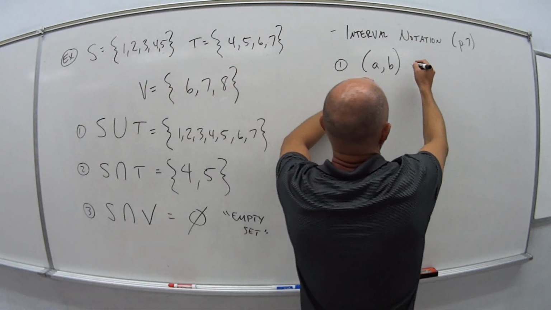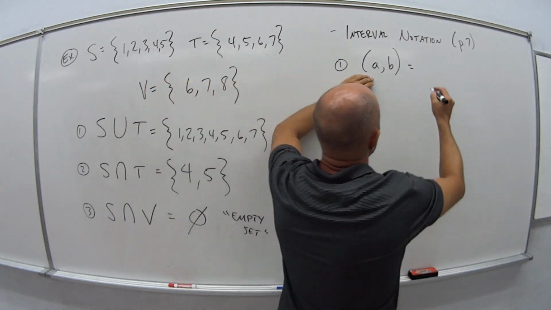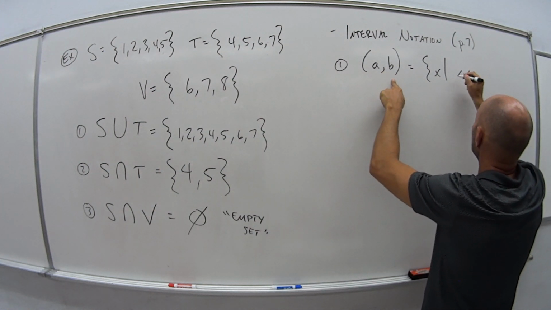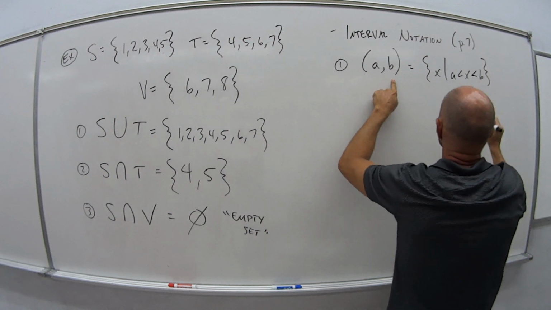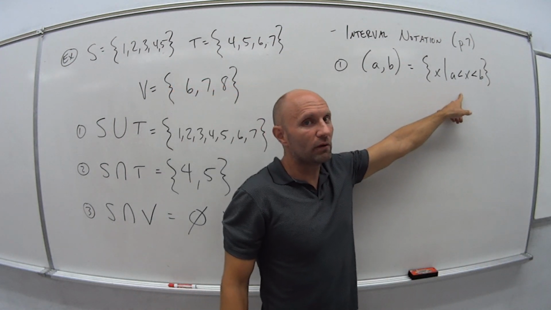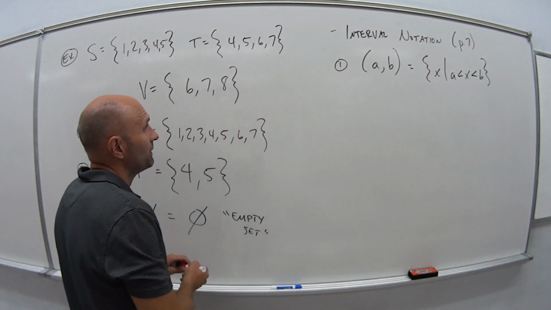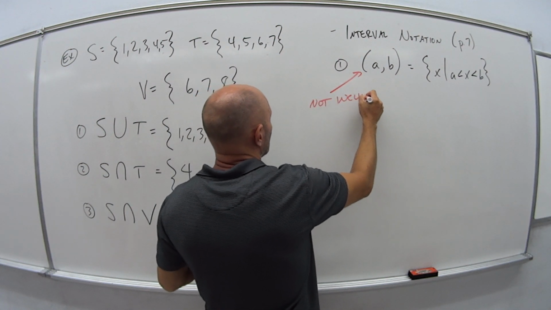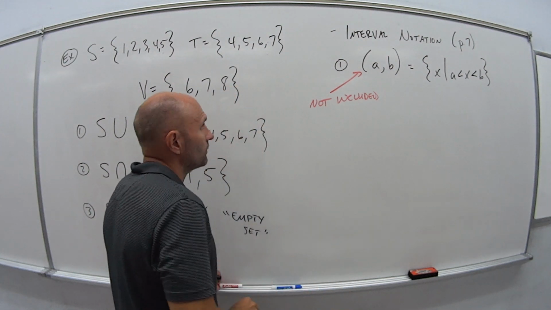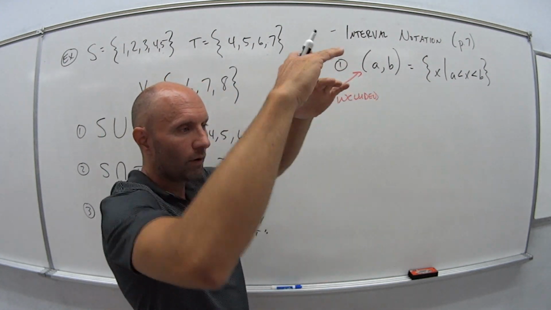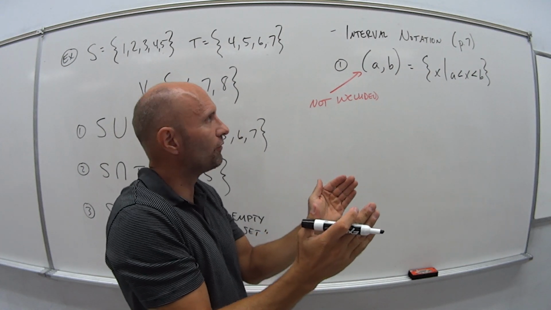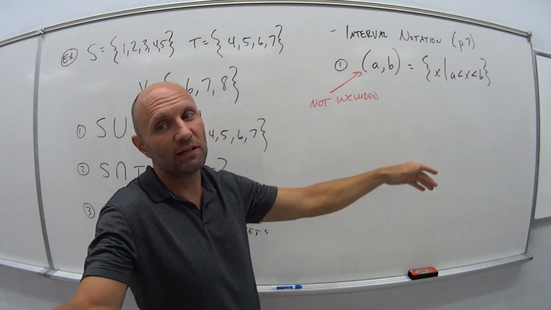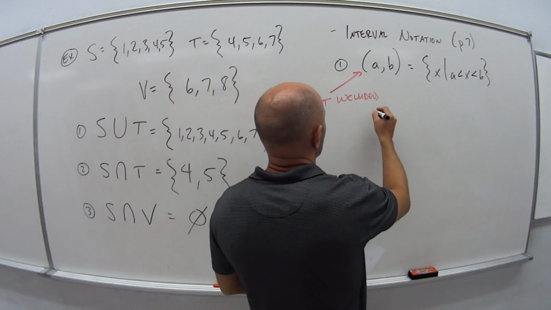what this means, if I put it in set builder notation, is all the values of x such that x is greater than A, less than B. So notice, it's not greater than or equal to, or less than or equal to, because these parentheses mean it's not included. This is what's known as an open set. So it doesn't actually have an end to the interval. It gets really close to A, but never really gets to A, and goes really close to B, but never gets to B.